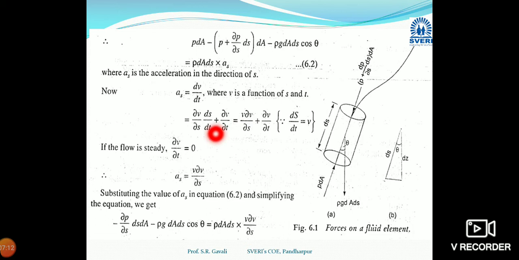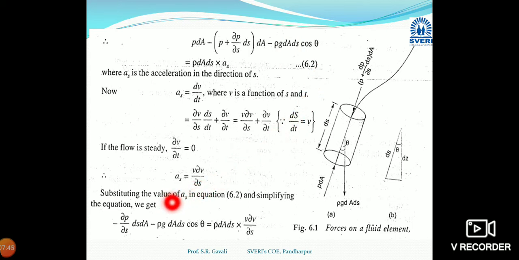But ds/dt is nothing but v. Therefore it is equal to v ∂v/∂s plus ∂v/∂t. If we put the substitution that flow is steady, then ∂v/∂t will become 0. For steady flow, now this Euler's equation we are applying for steady flow, a_s is equal to v ∂v/∂s. Now substituting the value of this equation in this equation, since these two equations are related to resultant force, we can equate them.